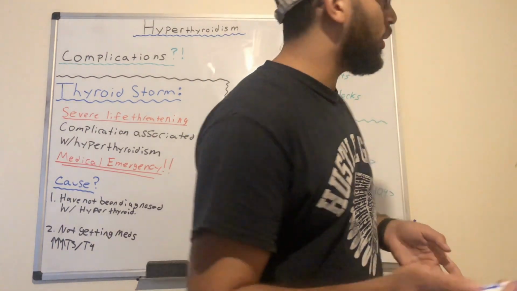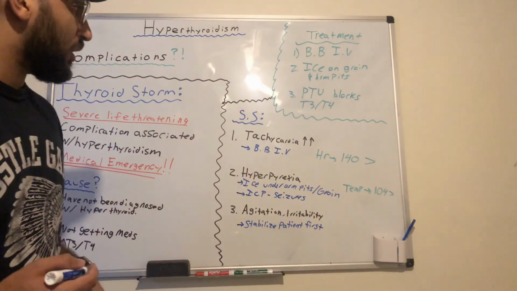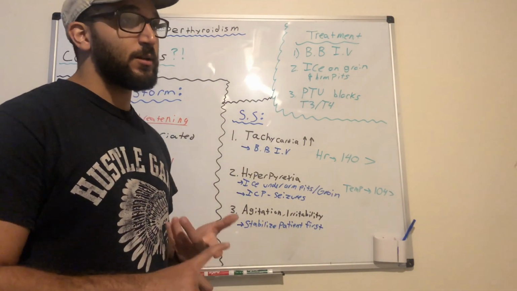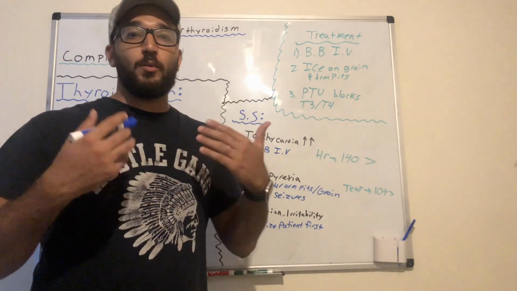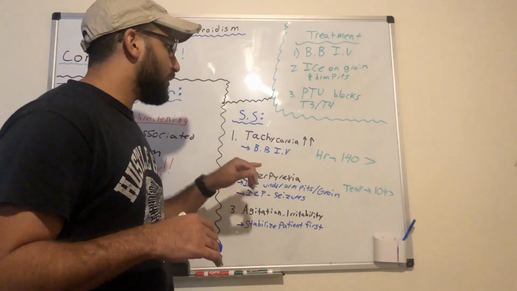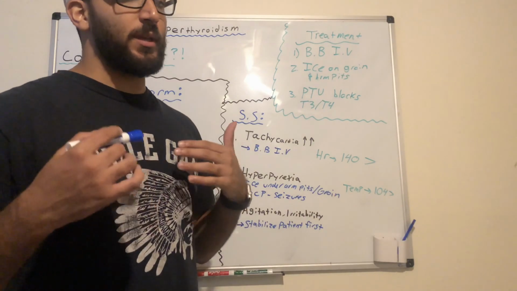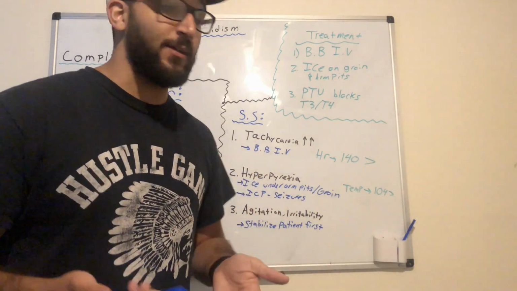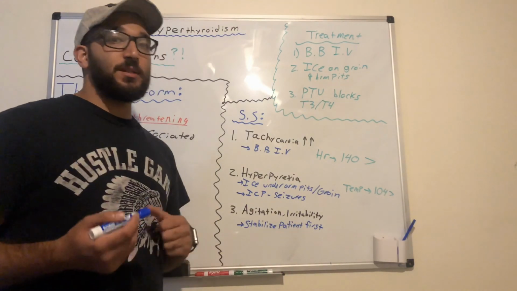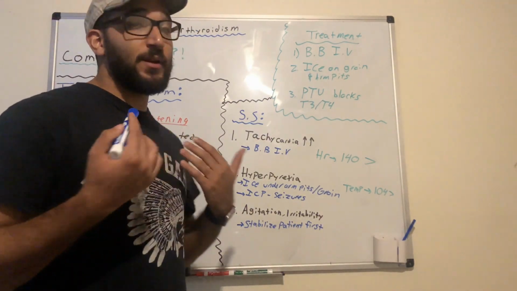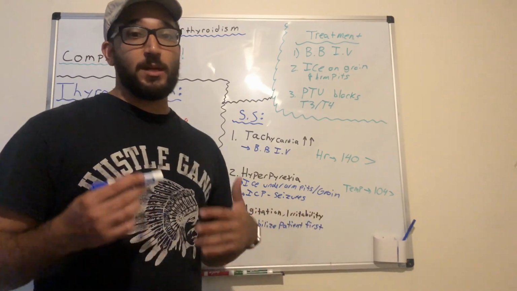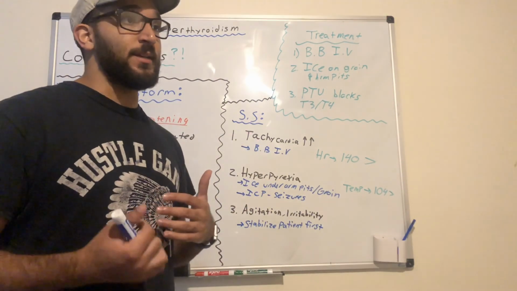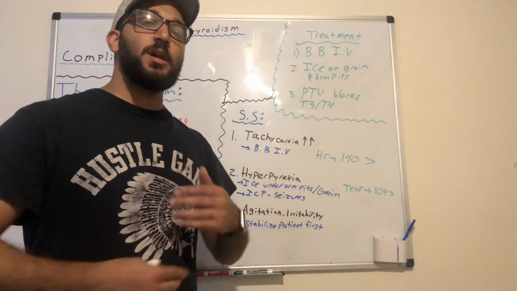Well, if we look over here at the signs and symptoms, we will see a patient who is going to have severe tachycardia, and I'm talking about a heart rate above 140. So that tachycardia is going to be treated with a beta blocker, typically in the route of using an IV. Also, we're going to see the patient have a very high temperature, and I'm talking about a temperature of 104 or greater. A way to treat that is putting ice under their armpits or their groin.